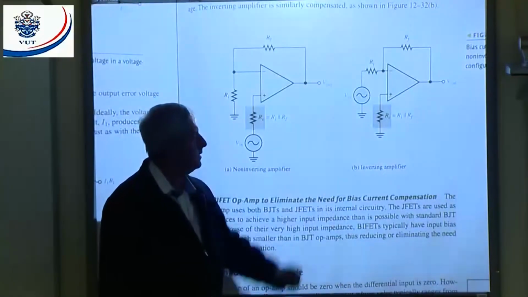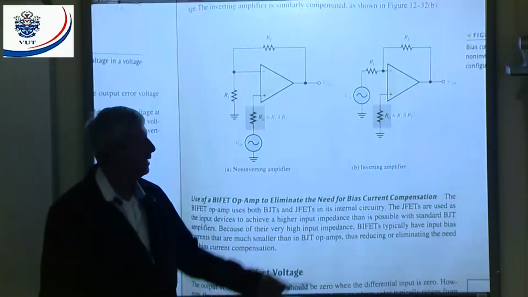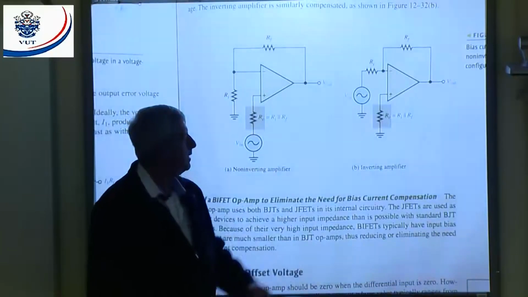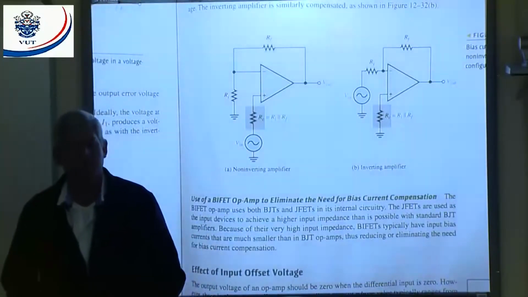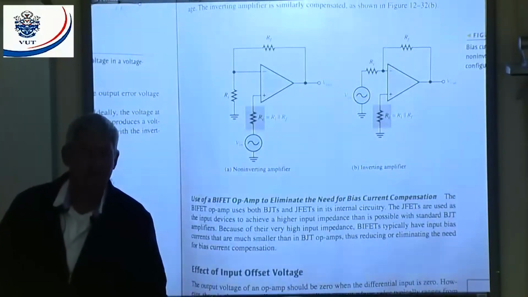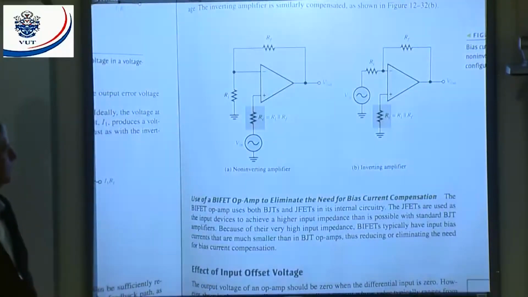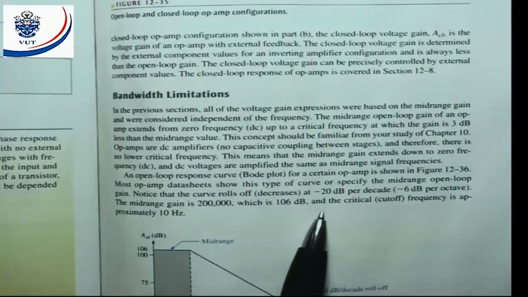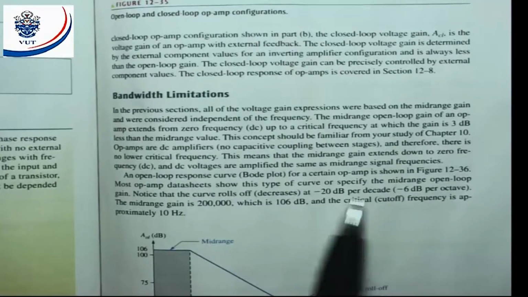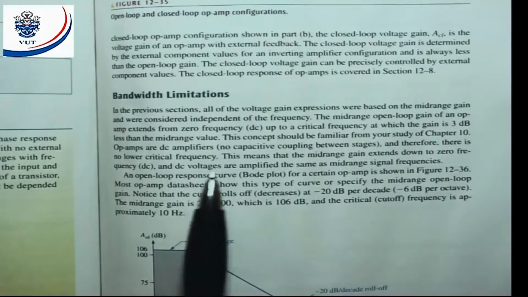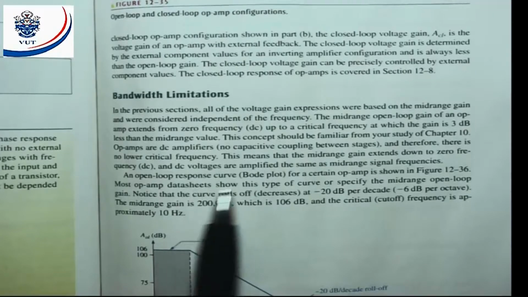If you read through that part, they will tell you exactly what I've told you now. I just want to point out here, they say the mid-range gain is 200,000, all right. They will also tell us that 0 dBs is equal to 1.